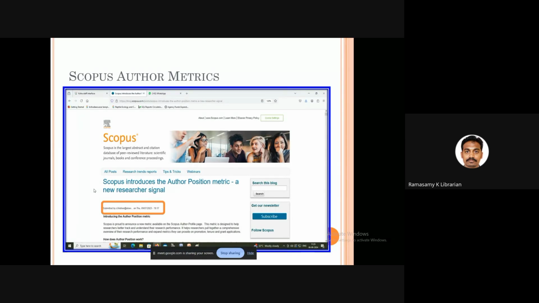Okay, fine. Then comes Scopus author metrics. In the year 2023, Scopus introduced a new metric called author position metrics. For example, you might have published some 20, 30 papers. Maybe you have published single-author papers, where only you are the author. In some papers, you are the first author. In some papers, you are the last author. In some papers, you are a co-author, I mean neither first author nor last author. In between, you may be second author, third author, fourth, not the last author. So they are the co-authors. Based on your position in the research paper, Scopus started giving metrics and citations. That's a kind of new thing from Scopus.